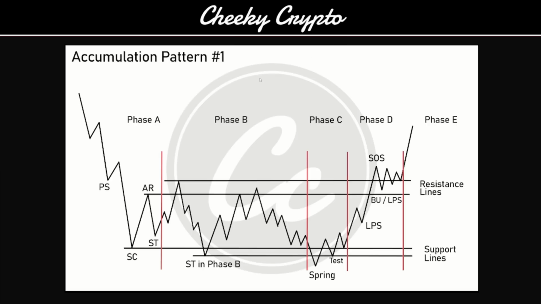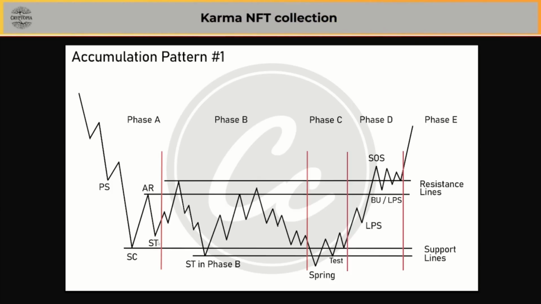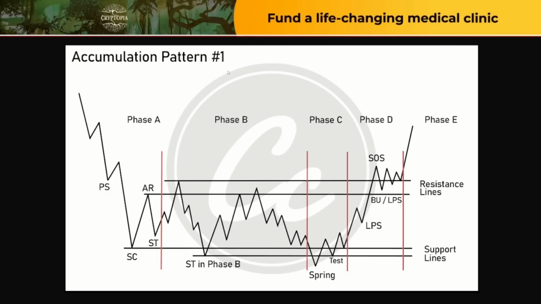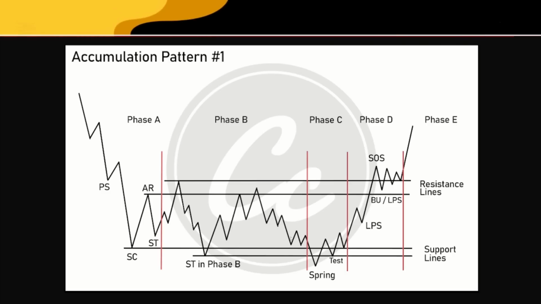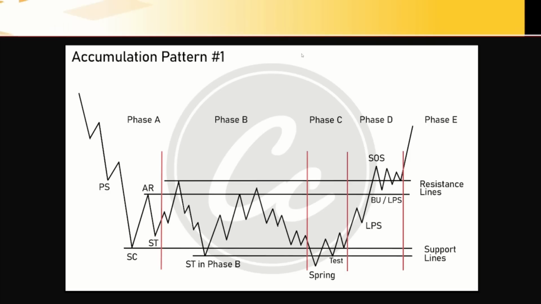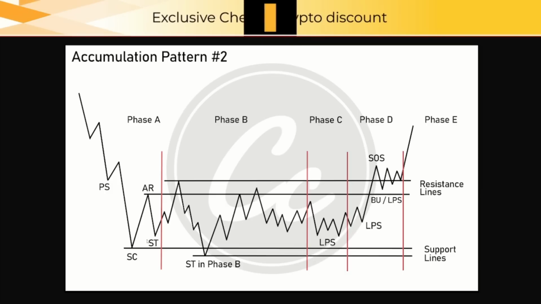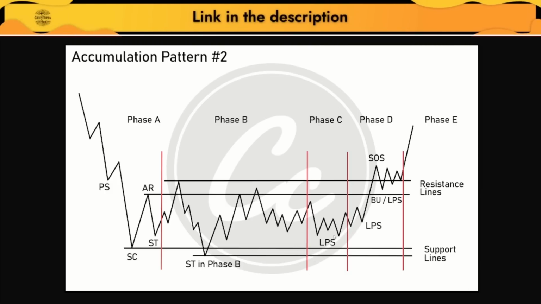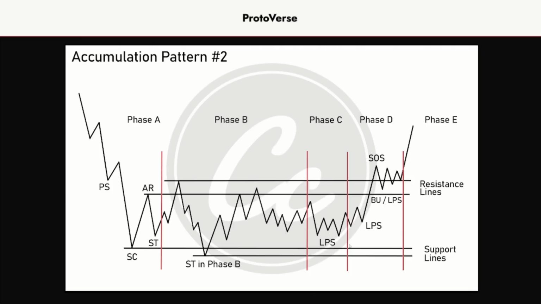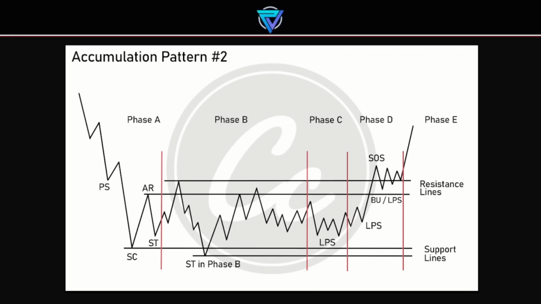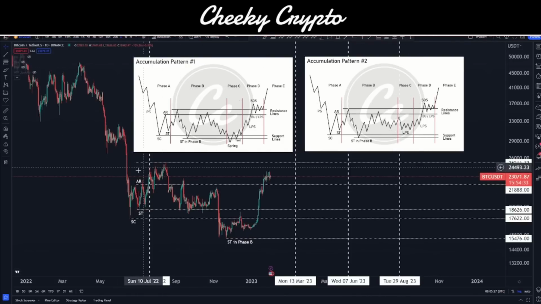Essentially, pattern number one and pattern number two are exactly the same up until we get to the end of phase B. At the end of phase B, we're basically looking to test the secondary test of phase A, and in pattern number one here, we lose this support level and we go down into a spring event for phase C. In pattern number two, we find support down on the secondary test of phase A. They call this the LPS of phase C, and there is no spring event, and then we move on out.